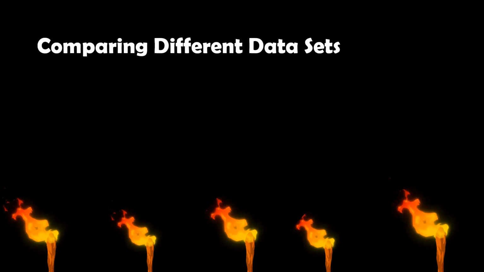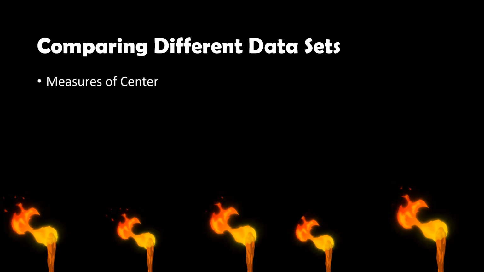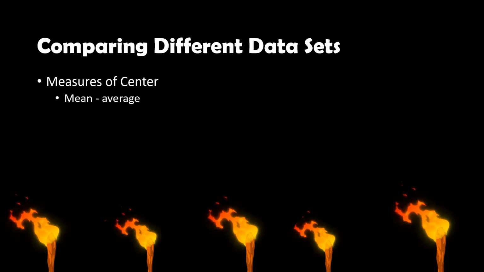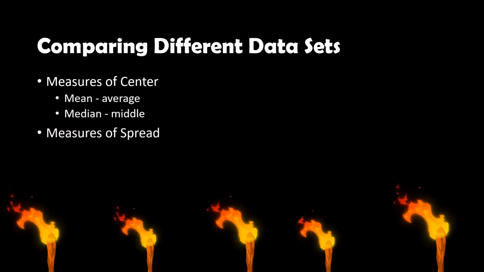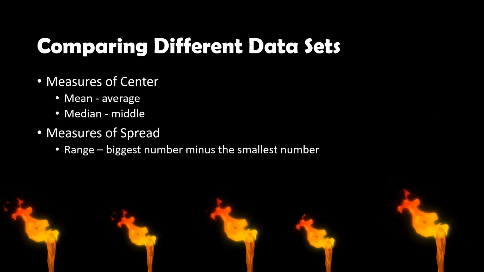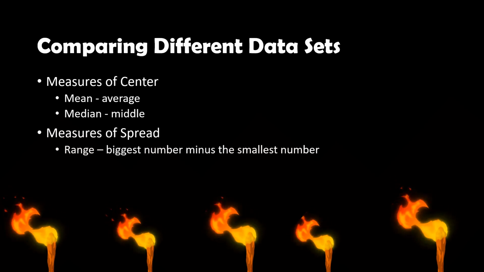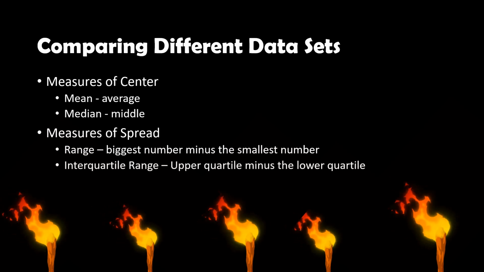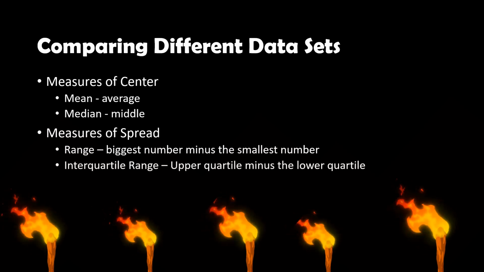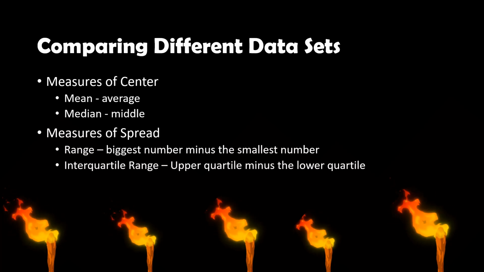You will be comparing different data sets using these measures of center, including the mean, which is your average, and the median, which is the middle. The measures of spread we will be discussing are the range, where you will take the biggest number and subtract the smallest number from a data list, and your interquartile range, where we'll be using the upper quartile and subtracting the lower quartile from it.